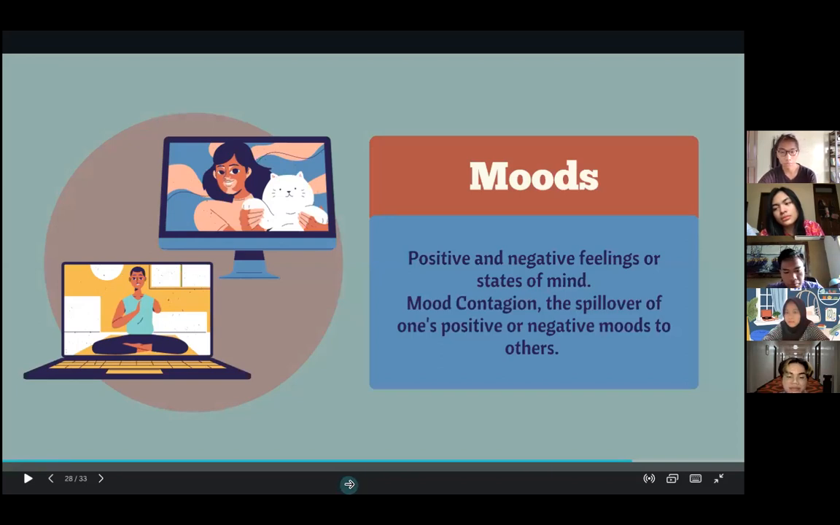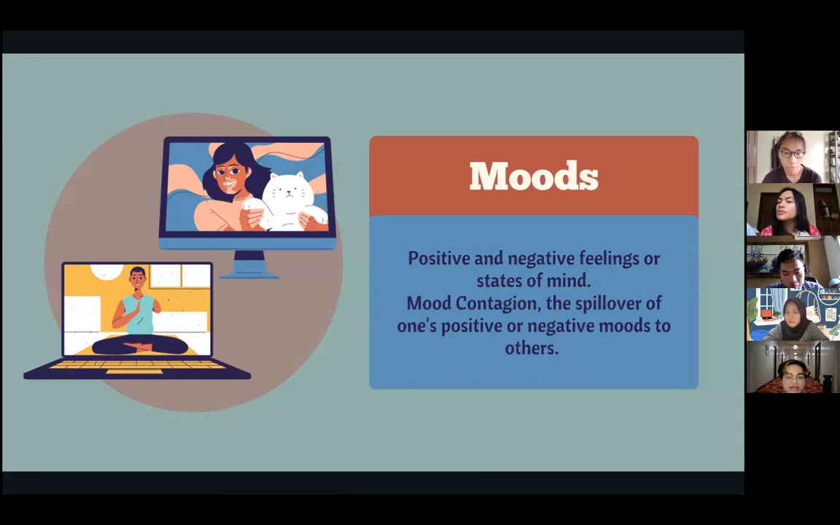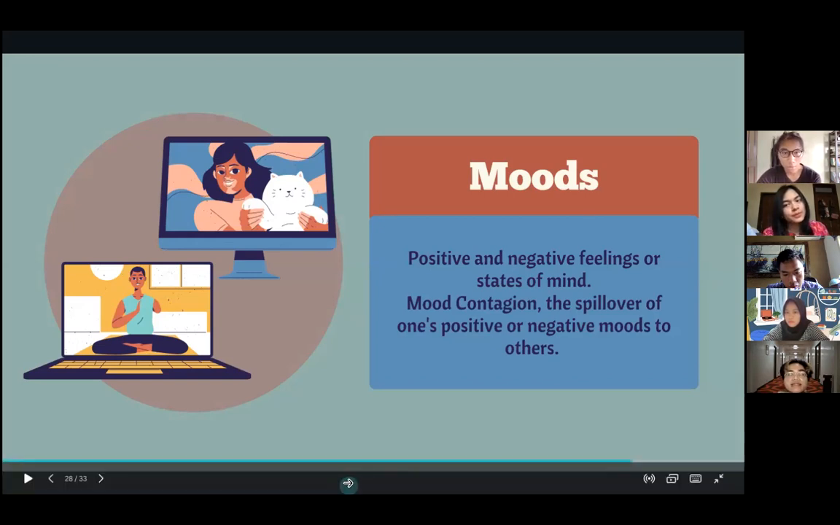So the next is moods. Moods is generalized feelings or states of mind with a hard defined causes that may persist for a longer period of time. So moods come with positive and negative impact as well. So if a person can't contain their moods, it can lead into mood contagions or the spillover of one's positive or negative moods to others. Next, please.